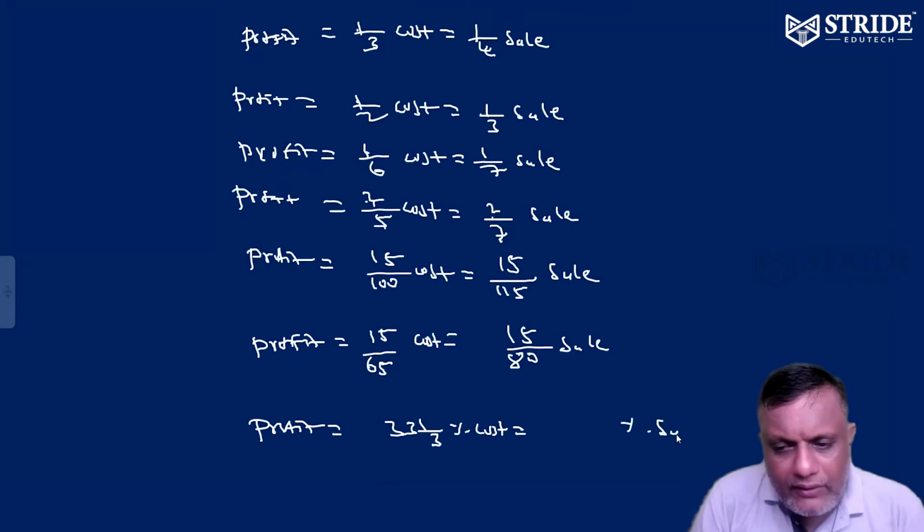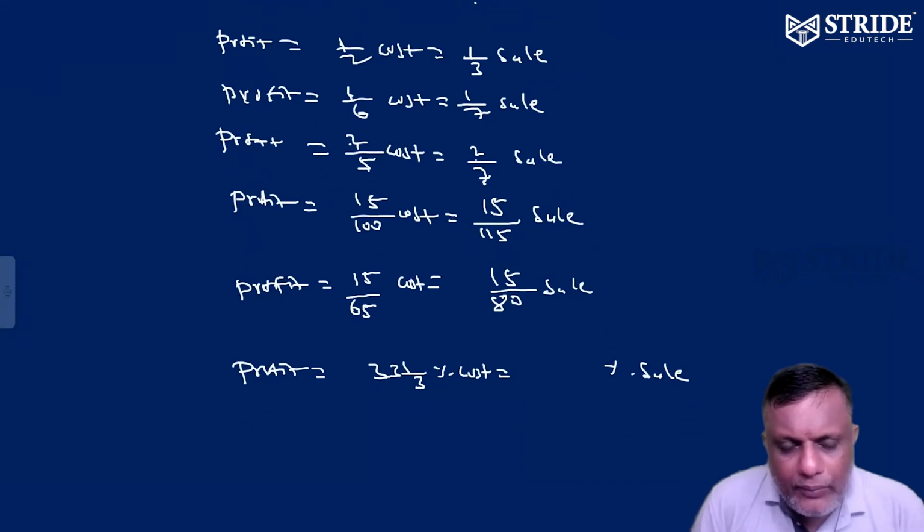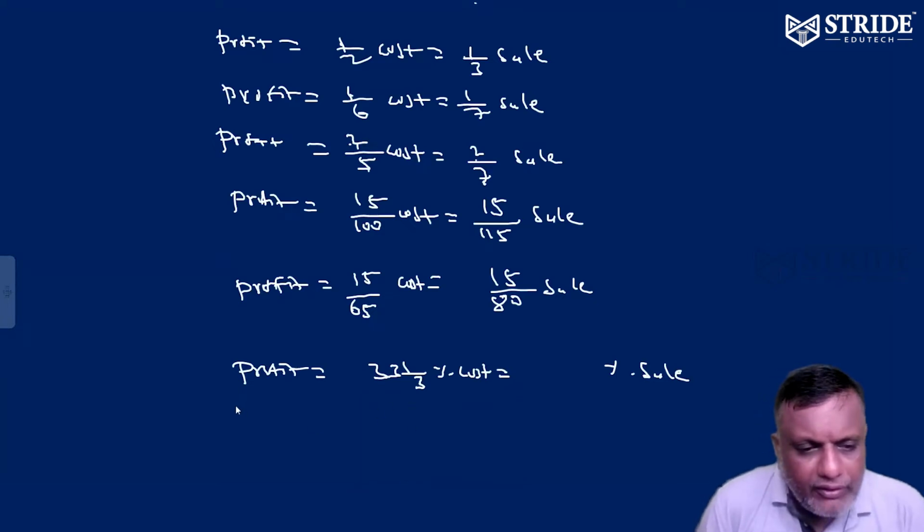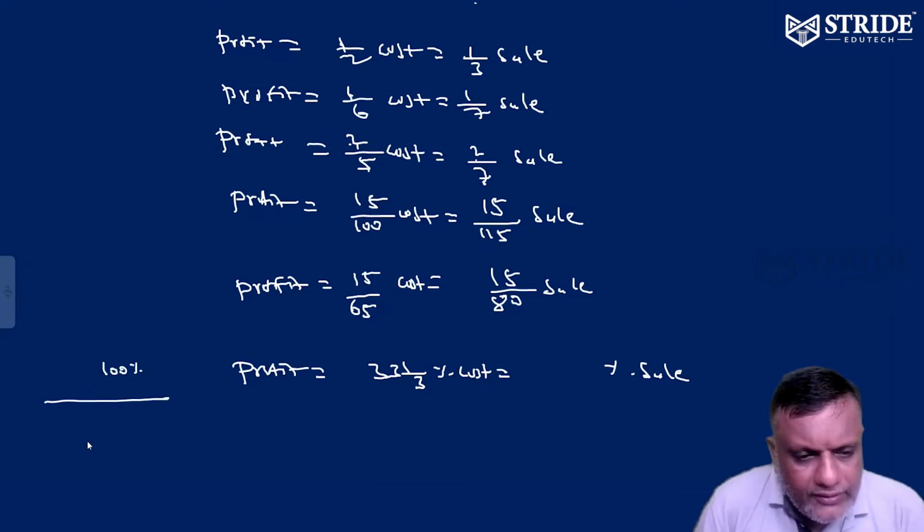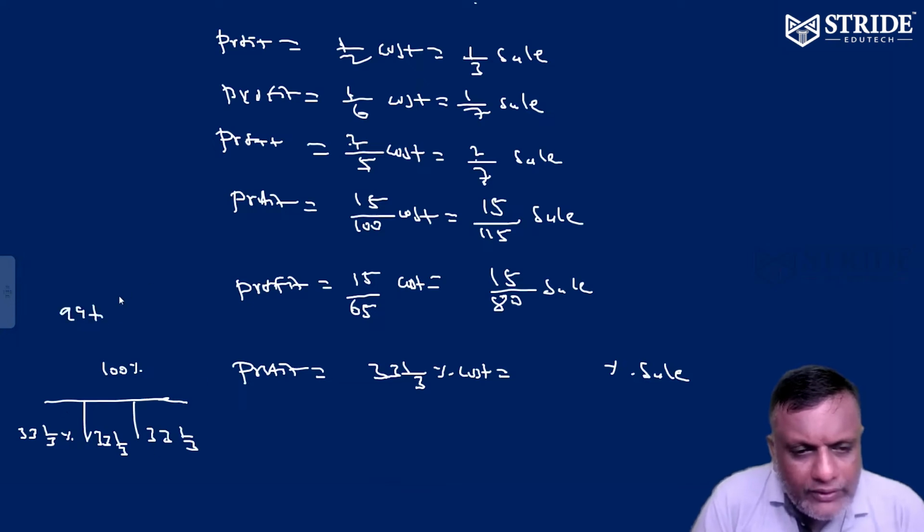What percentage of sale is that? So 33 1/3 is 1/3 of cost. See, if you divide 100% into three components, each component is going to have 33 1/3, 33 1/3, 33 1/3. 33, 33, 33 is 99, and 1/3, 1/3, 1/3 is 1. So 99 plus 1, 100.